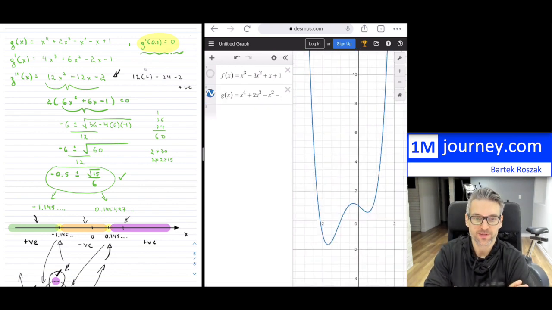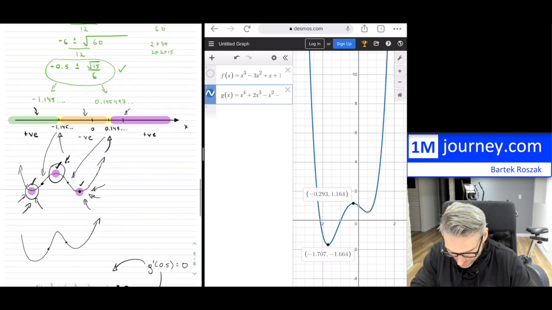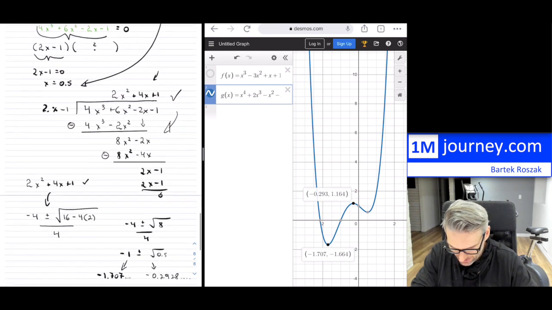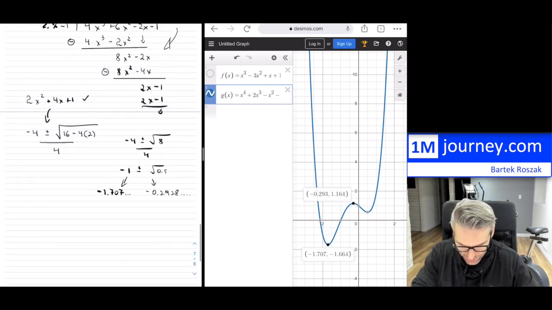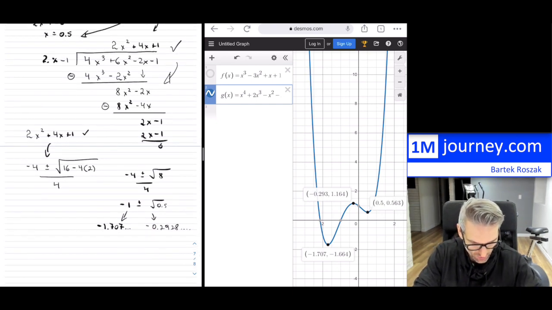Well, there it is. So, yeah, it looks correct. Or did I mess this up somehow? It was negative 1.707. Yeah, so that's fine, negative 0.29. So that's correct, and then this one was given to us. That's the 0.5. So notice the maximum and minimums by concave up and concave down by the second derivative. So that all works. And then we have inflection points.